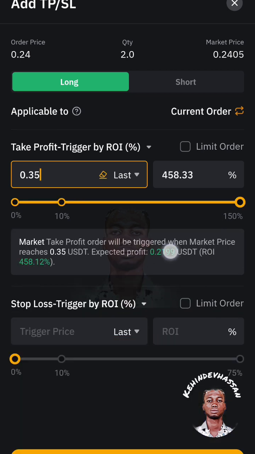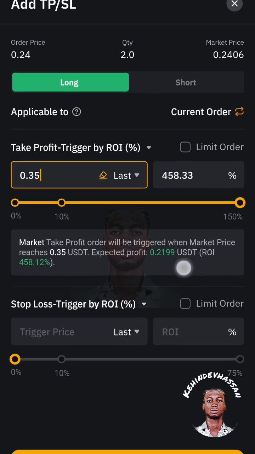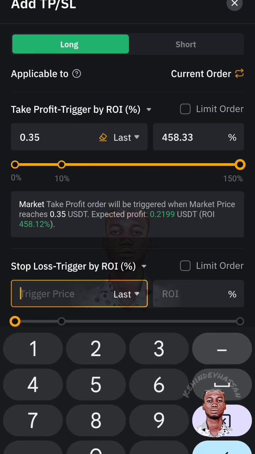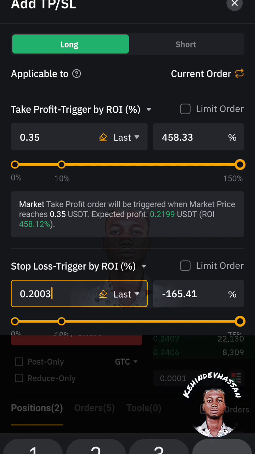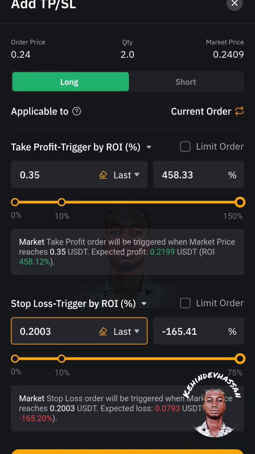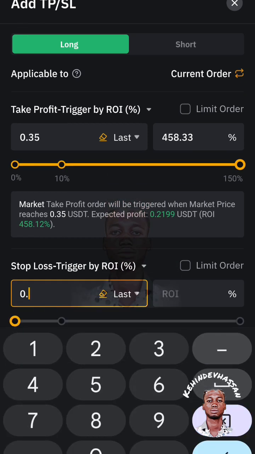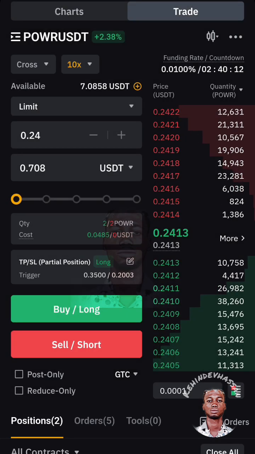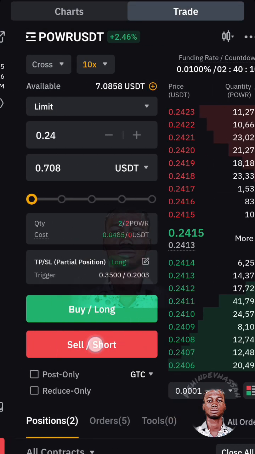We could use a take profit trigger of 0.35, for example, which gives us about 0.2199 USDT profit and 458% in profit. That is based on 0.7 USDT, remember. Let's say we are going to use a stop loss of 0.2003, for example. Then we click on confirm. Once we are done setting it, based on the fact that it's a long signal, we click on long here.